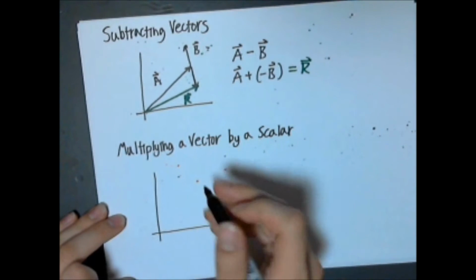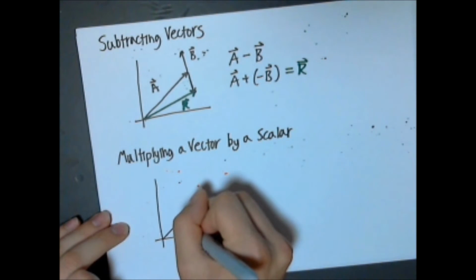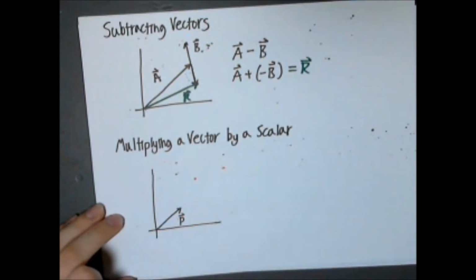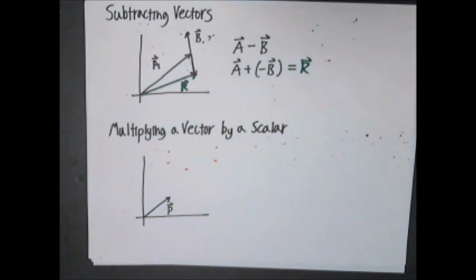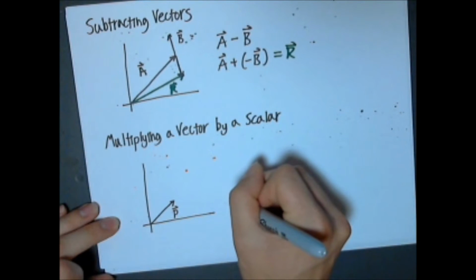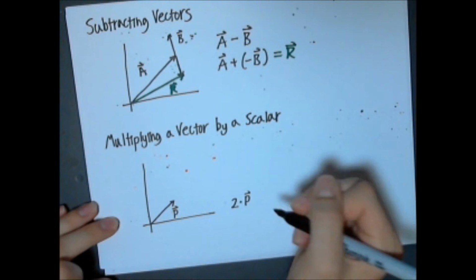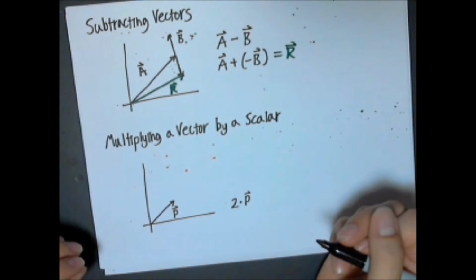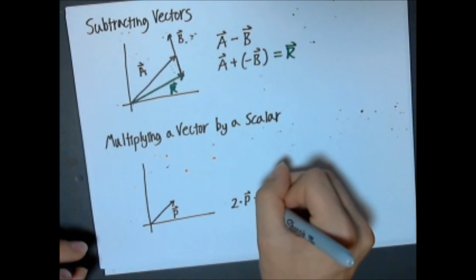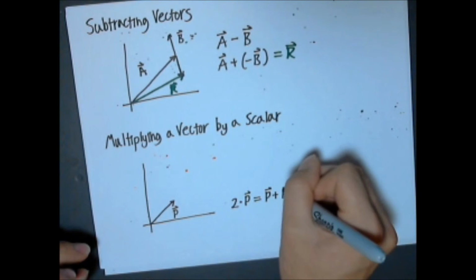Say we have some vector, let's call it vector P right here, and we want to multiply this vector. Say we want to multiply this vector by 2. So we want to do 2 times vector P. All we have to do is add vector P 2 times.